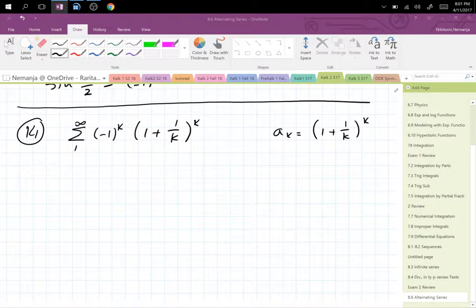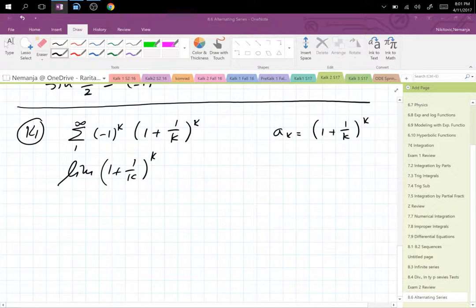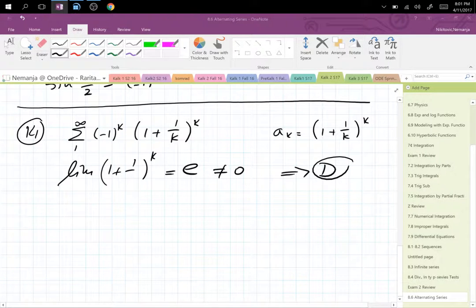All right. What do you have since you are all partying already? Divergence, very good. So it's a very quick problem. It's divergence immediately because the limit of 1 plus 1 over k raised to the k is equal to e. That's not 0. Done. D stands for done, right? No, D stands for divergence. Right. That was problem 14. That was quick.